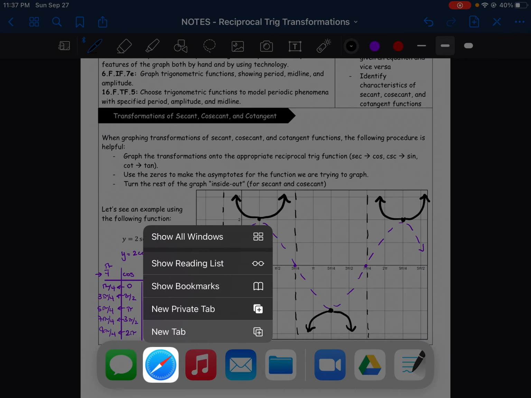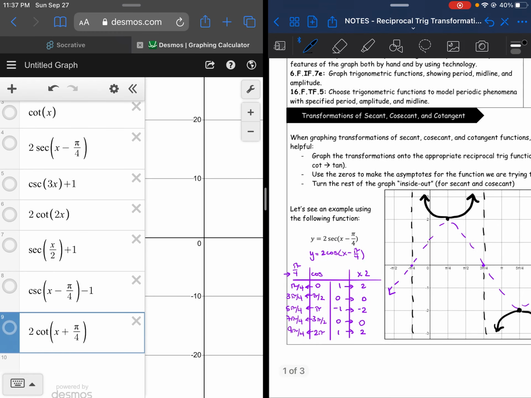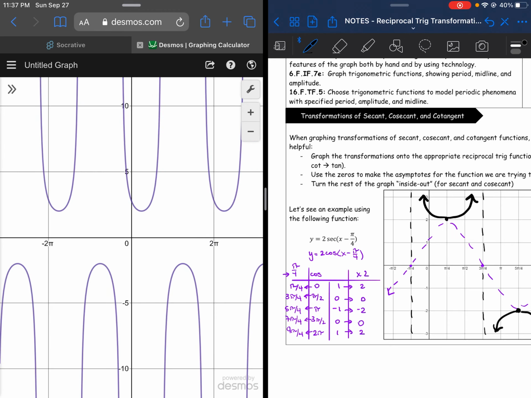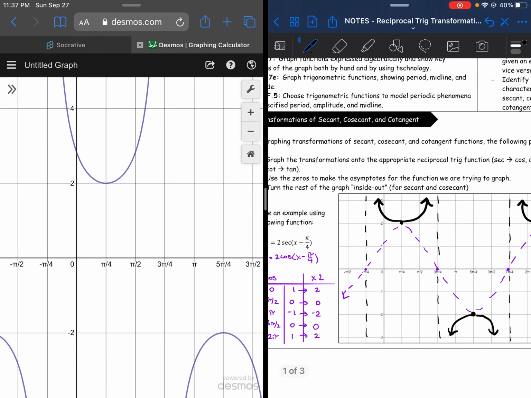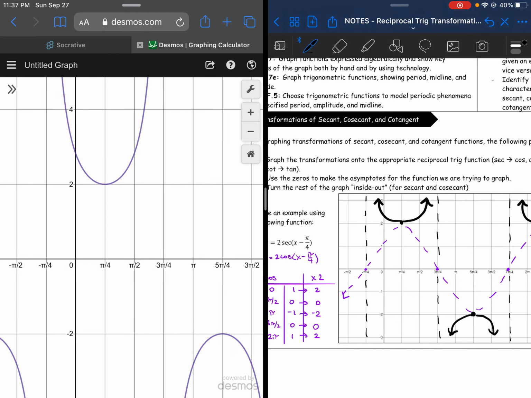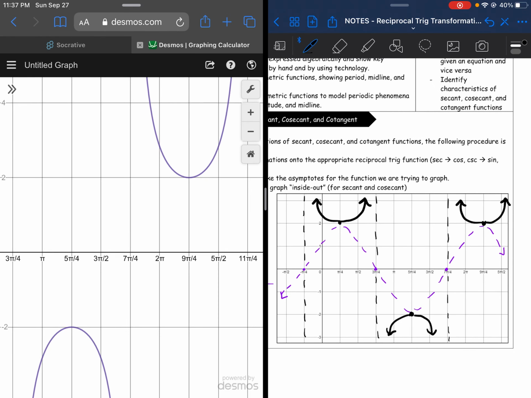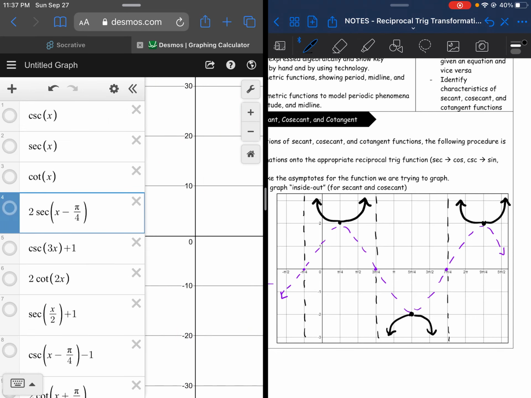Now let's compare it on Desmos here. So luckily, I already have some of these graphed. So 2 secant x minus pi over 4. And let's just look for some common points here. We're looking for pi over 4, comma 2. There's pi over 4, comma 2. We're looking for 3 pi over 4, 0. We can see that right there. We're looking for 5 pi over 4, negative 2. We can see that right there. And then lastly, let's look at 9 pi over 4, positive 2. We can see that here. So our graph is accurate and everything checks out. And we can move on.